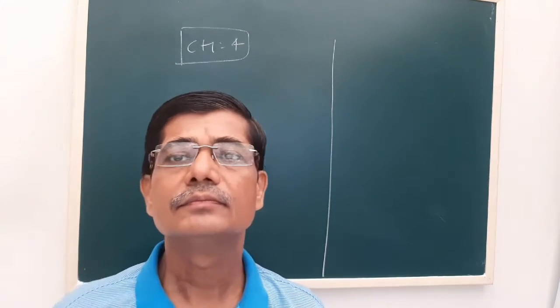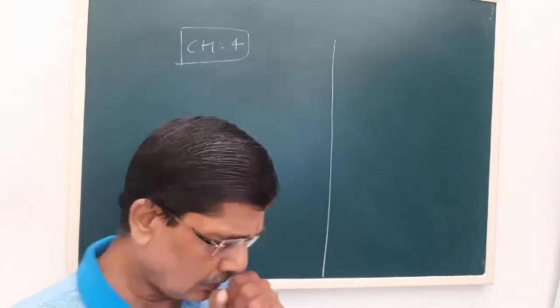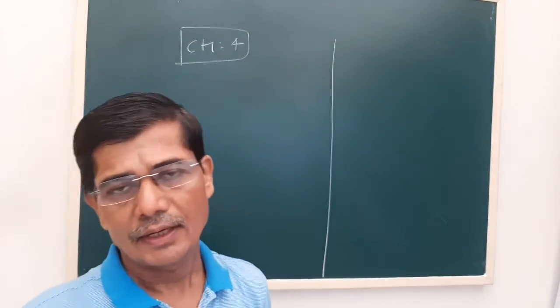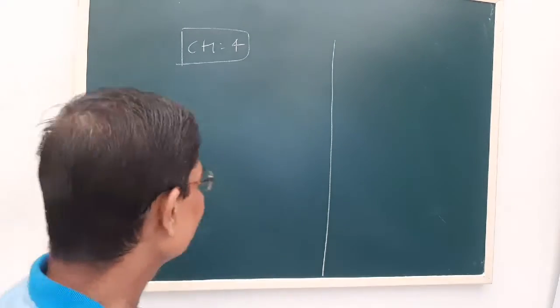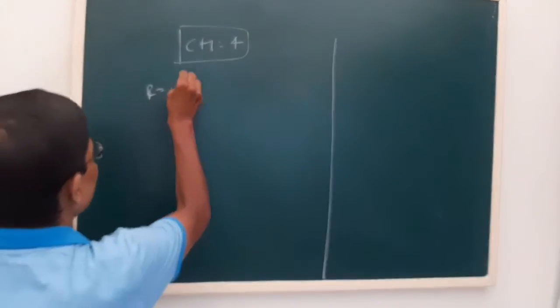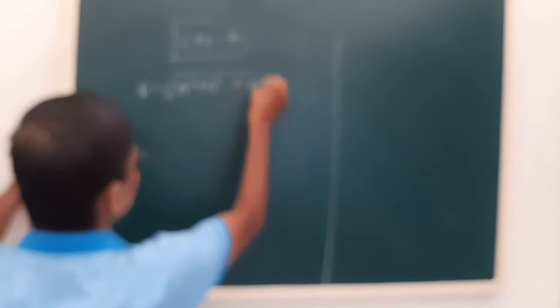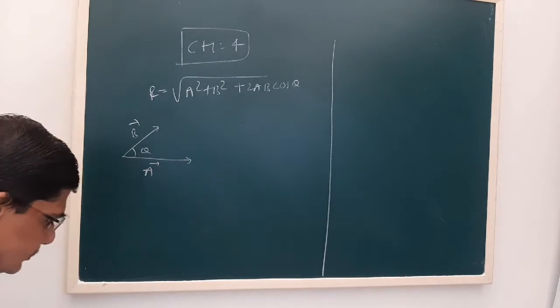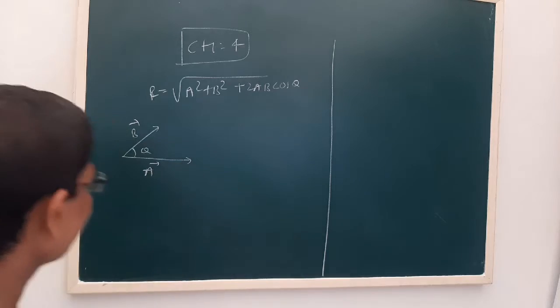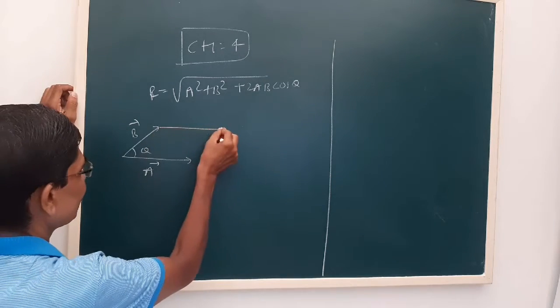Dear students, last time we saw the analytical method for addition or subtraction of vectors. We derived the formula R equals under root A squared plus B squared plus 2AB cos theta. Suppose we have to find the resultant of two vectors A and B, and the angle between them is theta. We derived this equation with the help of the parallelogram law of vector addition.